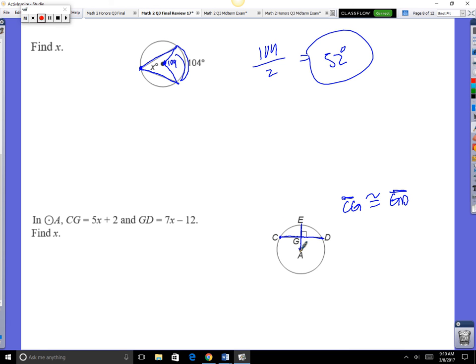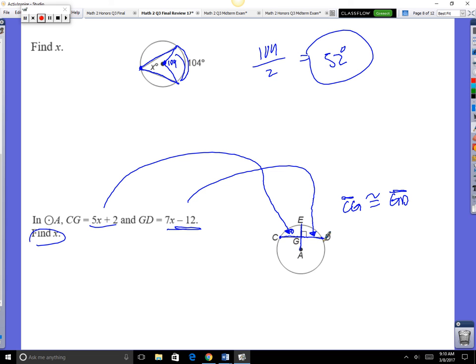So if you ever intersect a chord and you cut it in half, that is going to make CG and GD the same size. So CG is 5x plus 2, and GD is 7x minus 12, and you need to find x. So the geometry says those two portions are congruent. So I'm going to go 5x plus 2 equals 7x minus 12.